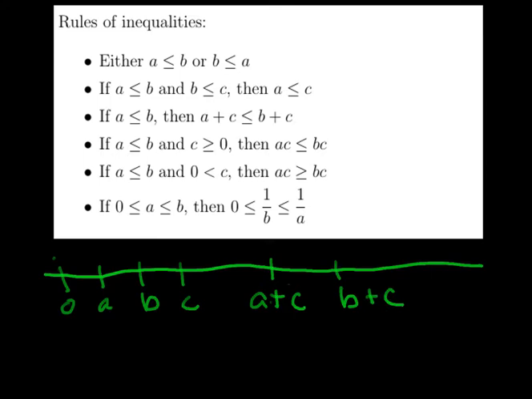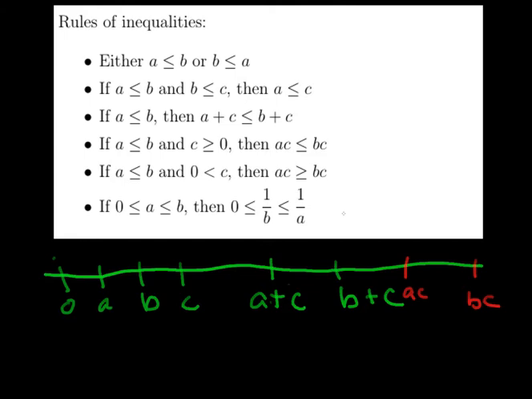Similarly, if C is positive, then multiplication preserves inequality too. So if I take a positive real number, in this case it's going to be a positive hyperreal number, and I multiply it by A, then A times C is maybe somewhere, I'll use a different color. But still, A times C is maybe here, AC, and BC would be somewhere over here.